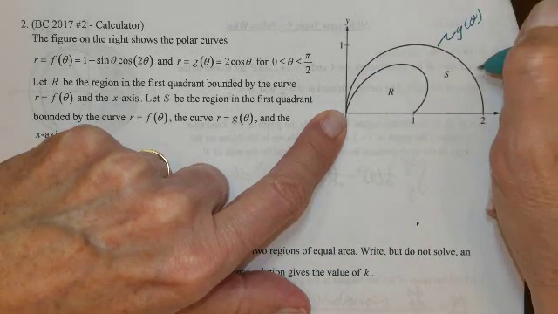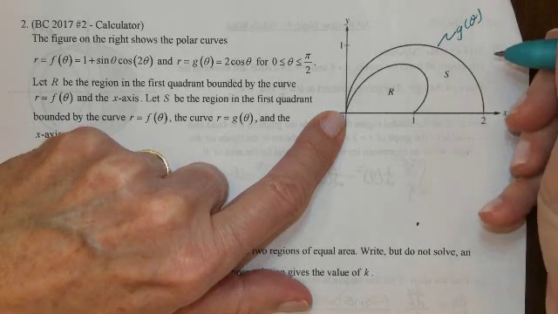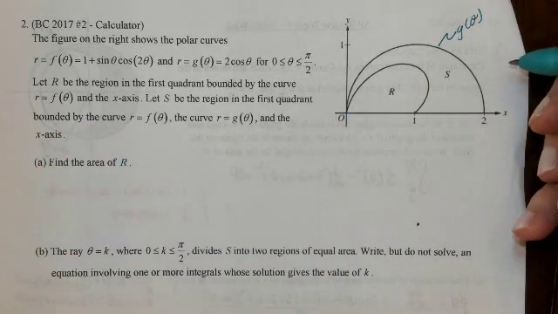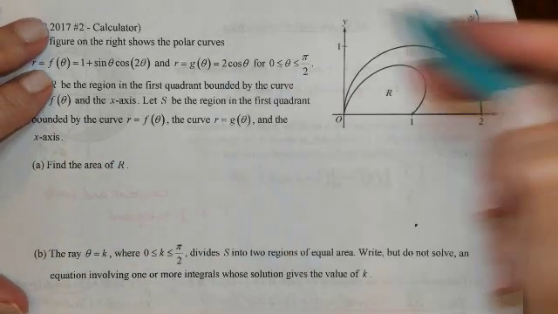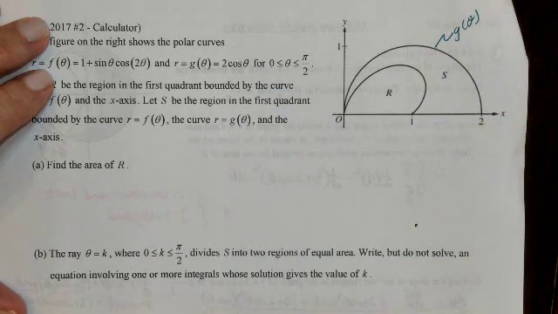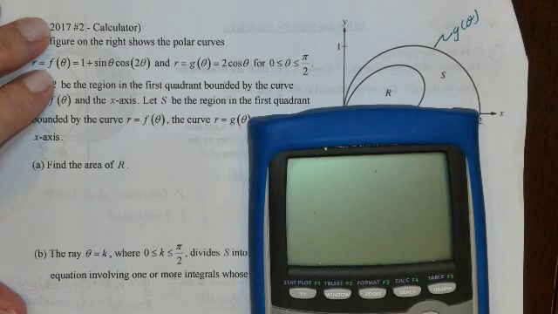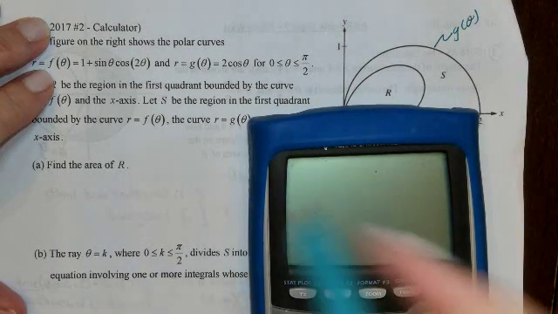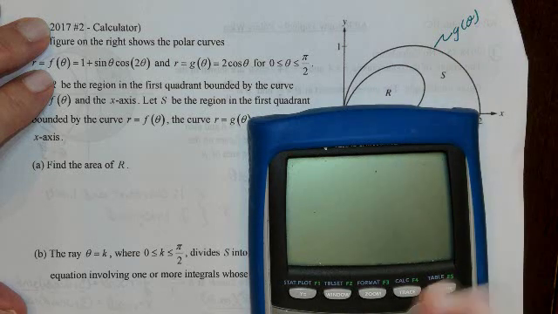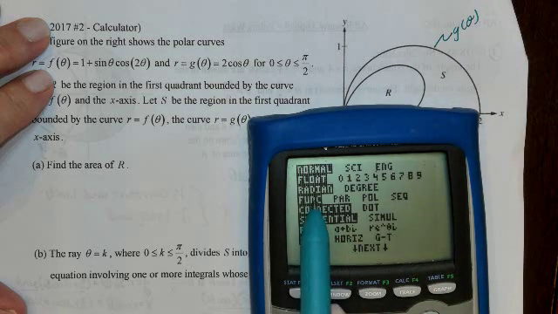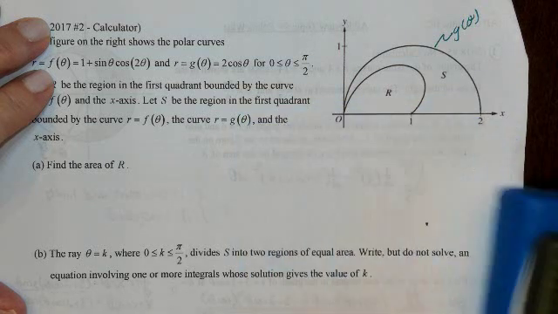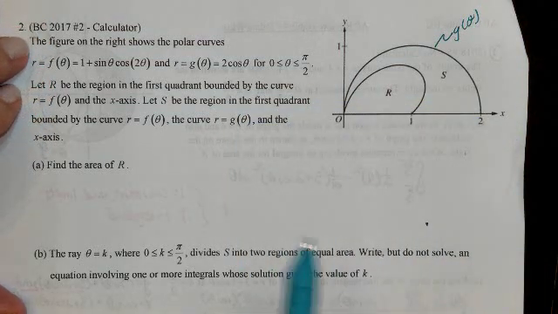Now, if for some reason you don't know that, or you have a brain freeze, and you're just not sure which is which, then go to your calculator, put it in polar mode and graph, just to see what the graphs look like, and then go right back to function mode. Be sure you're in function mode for all of your computations.